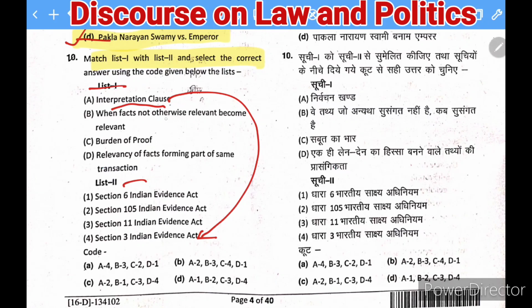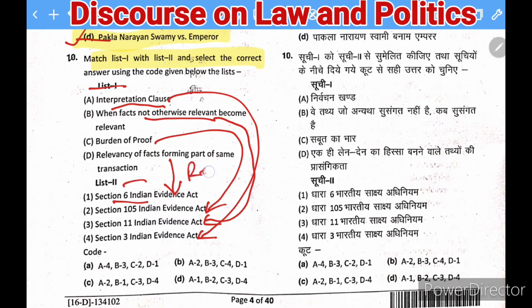Then when facts not otherwise relevant become relevant, it is section 11 of the Indian Evidence Act. Then burden of proof is in section 105 of the Indian Evidence Act. And the relevance of facts forming part of the same transaction is in section 6. So this is how you can find that. It is called res gestae. Section 11 is called plea of alibi. So this is how you can find this.